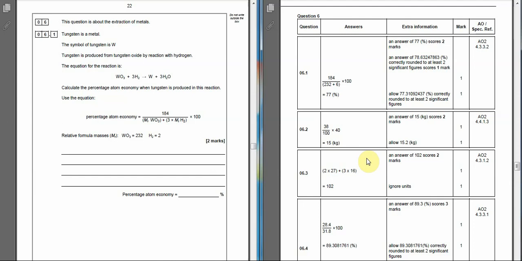In this case, the sum that we're looking at using is you've got 184 given out to you, and then you're adding up here the Mrs which you've used from here, so that's 232 and 3 lots of the 2, which is 6, and then we're timesing it by 100. So there's your sum. It should come out at 77%, and obviously there's all these decimals, so you're rounding it. Okay.